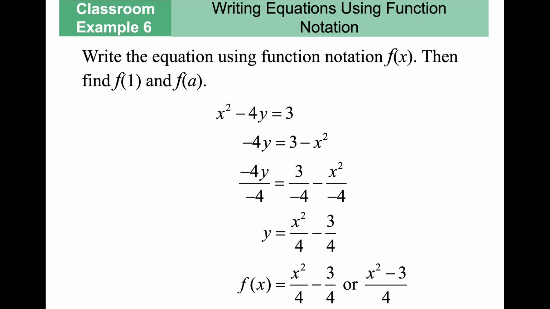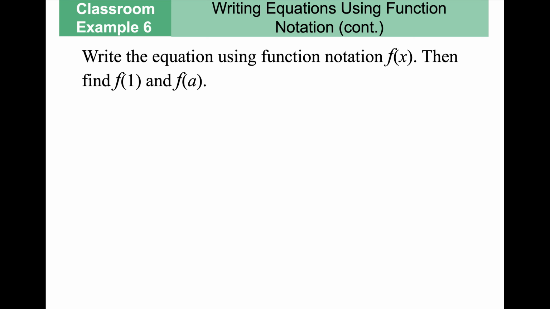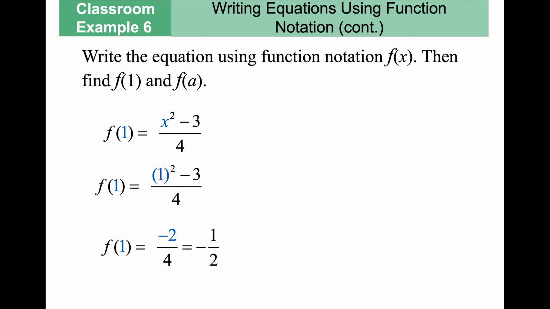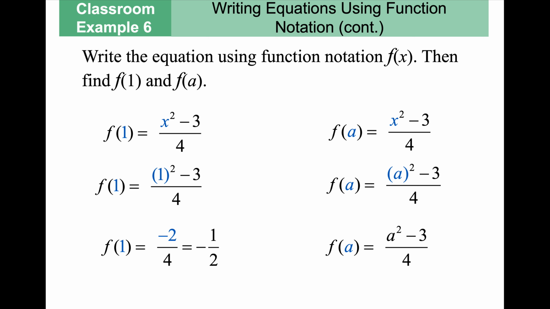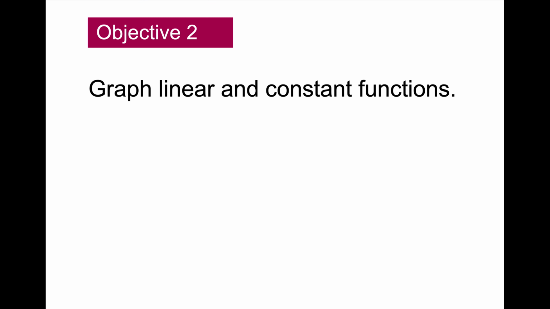Then it wants me to find the f of 1, which means replace x with 1, and make sure to do that in parentheses. I'm going to type all of that directly into Web 2.0, and I'm going to get -1/2. If I want to find the f of a, I'm going to replace x with a, and I'm going to do it in parentheses, and I'm going to simplify it, and there's f of a.